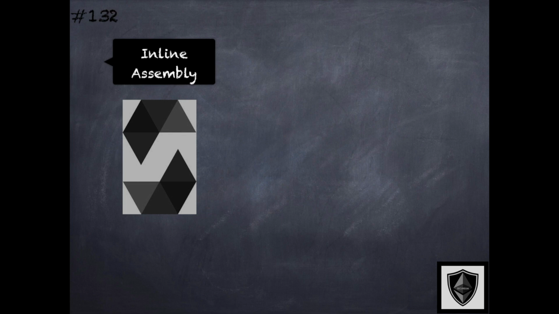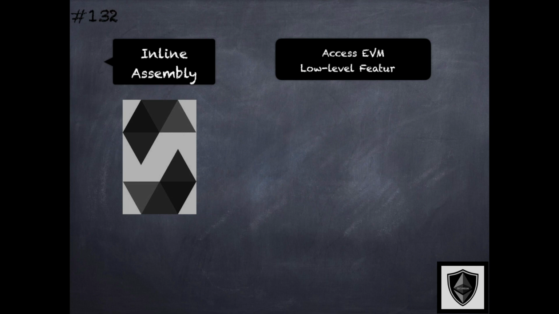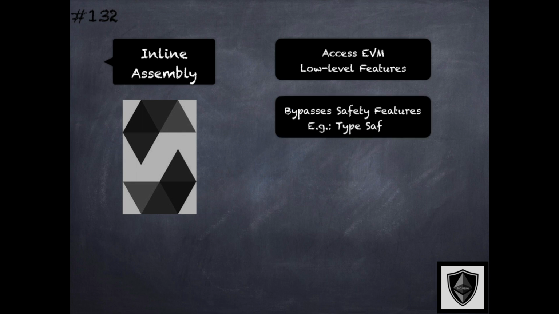Let's now talk about inline assembly and how that is supported by Solidity. Inline assembly is a way to access the Ethereum virtual machine features directly at a low level. From a security perspective, this is important because it bypasses some of the safety features provided by Solidity as a high level language. Type safety is one such aspect. So if a developer is manipulating in inline assembly, then the corresponding code does not enjoy the type safety benefits provided by the Solidity compiler.